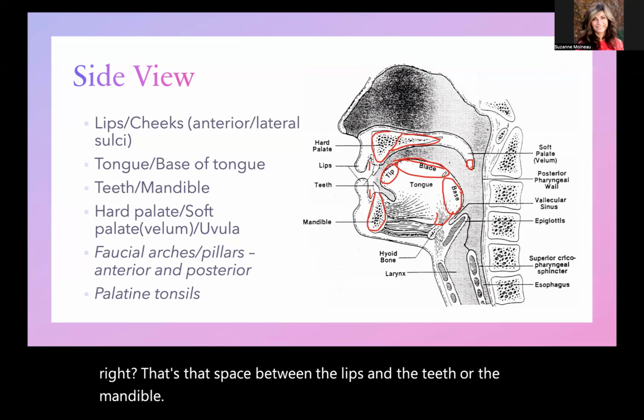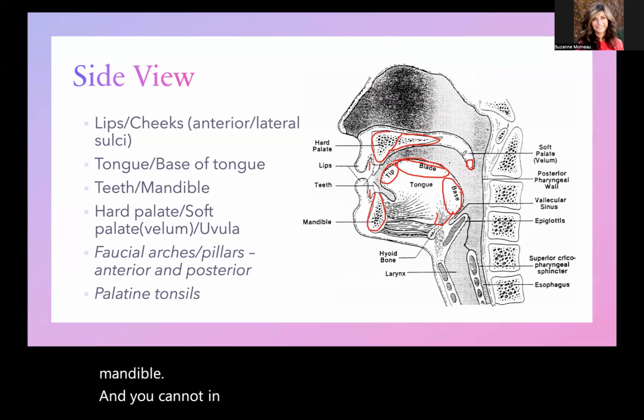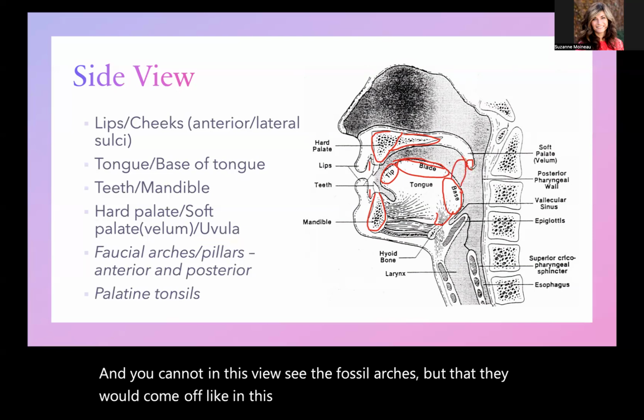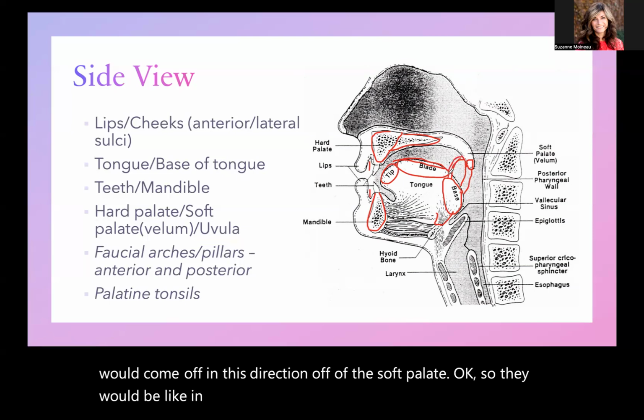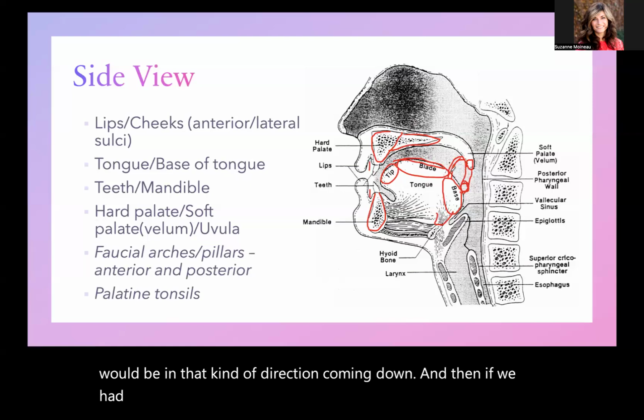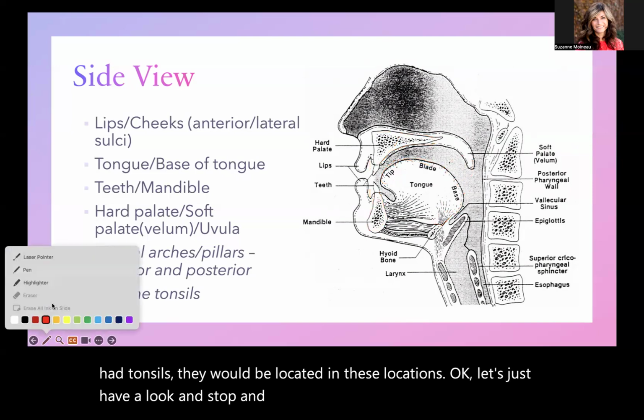And you cannot in this view see the faucial arches, but you know that they would come off like in this direction off of the soft palate. Okay, so they would be like in that kind of direction coming down. And then if we had tonsils, they would be located in these locations. Okay, let's just have a look and stop and review.